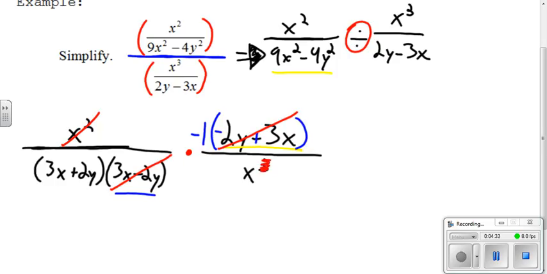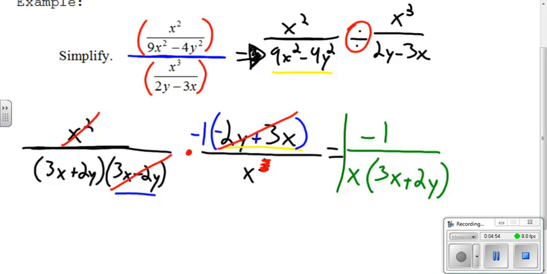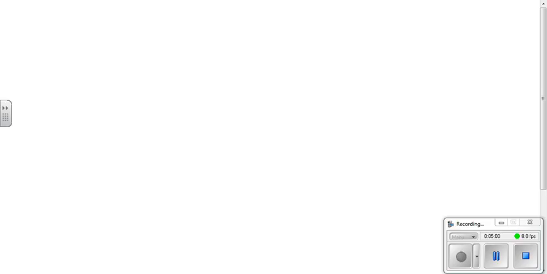Also, crossing out diagonally, we can take out the x squared and leave just an x over here. So now it looks like we're simplifying down. Our numerator just becomes negative 1. Everything else was canceled out. Our denominator is just x times the factor 3x plus 2y. So this is our most simplified version of this complex fraction. And that looks like that's everything.